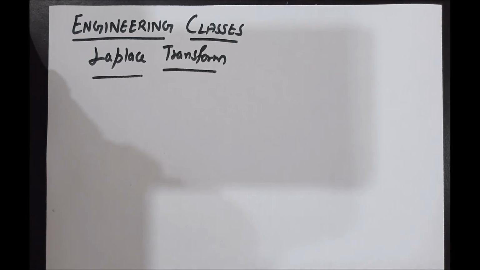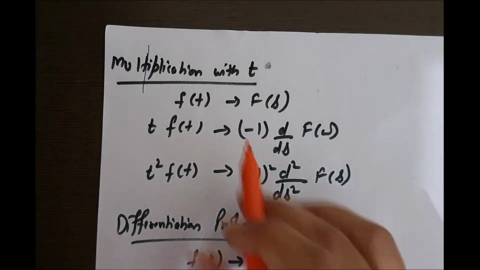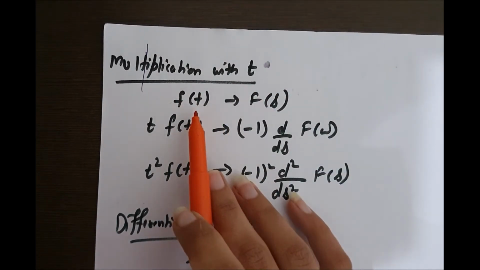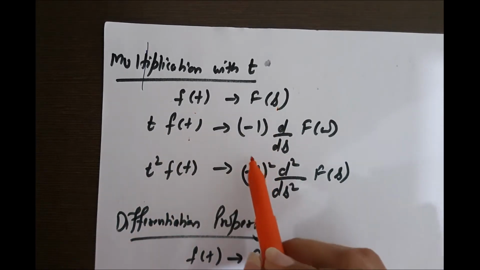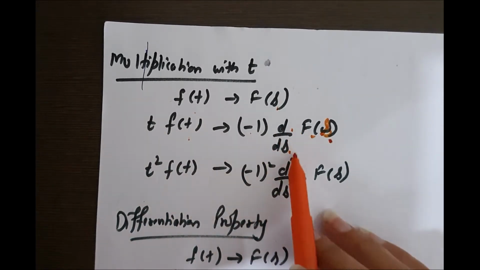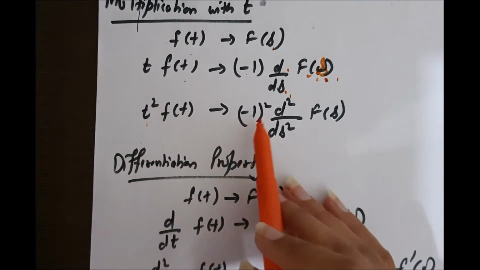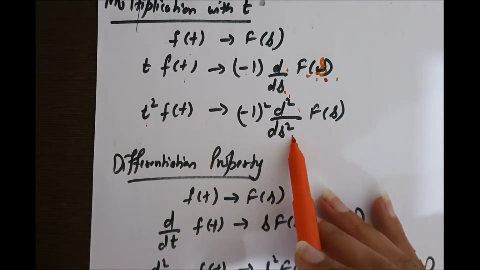Today we will learn about Laplace transform. Now fourth property, multiplication with t. Laplace transform of f(t) is F(s). If we multiply t with f(t), then its Laplace transform will be minus 1 d by ds F(s). For t square, it will be minus 1 d square upon ds square F(s).